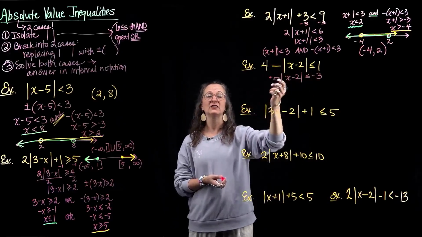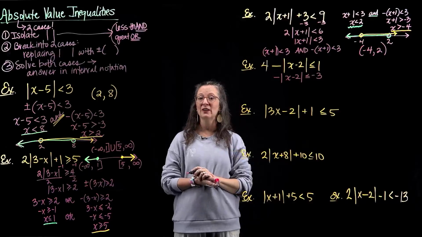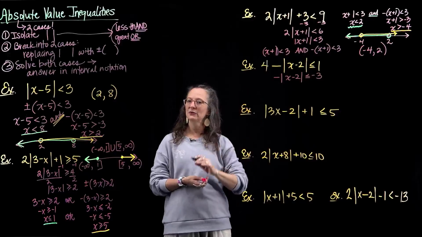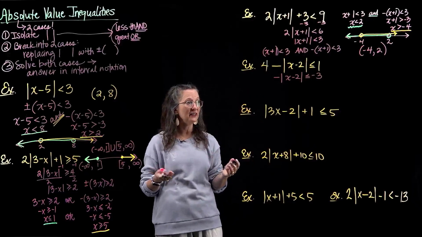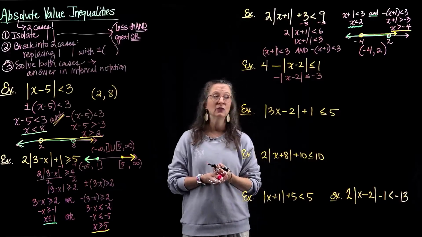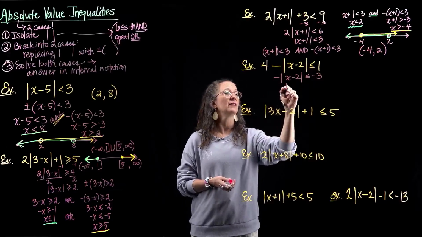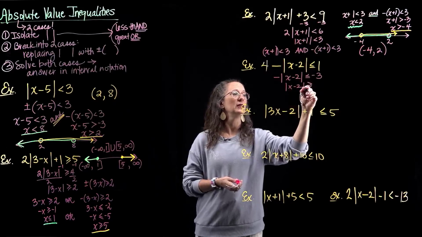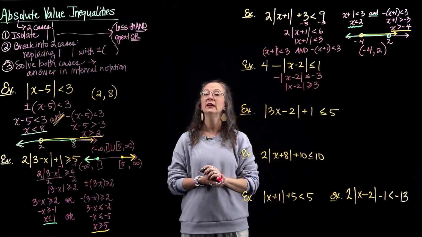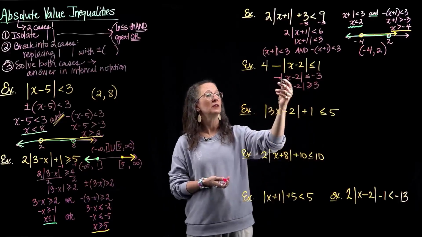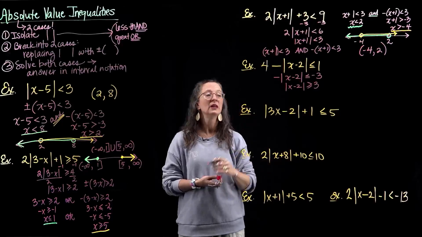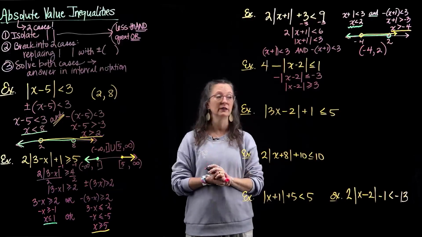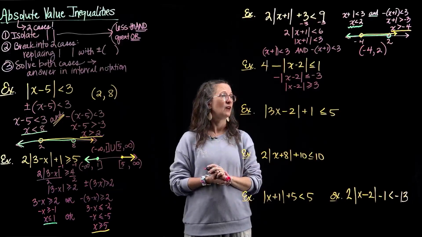Don't lose that negative on the front of that absolute value. It's very important. All right, absolute value is still not by itself yet. We need to multiply through by negative 1. So I'll have absolute value of x minus 2 is greater than or equal to positive 3. Remember, when we multiply by a negative number, it switches the inequality.